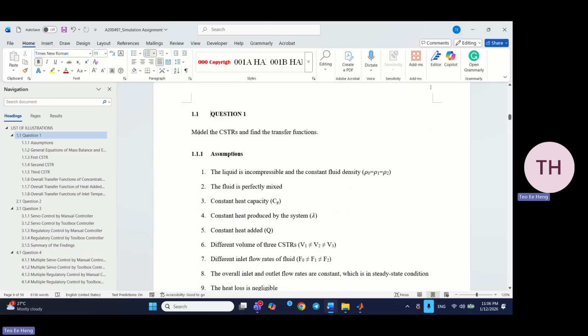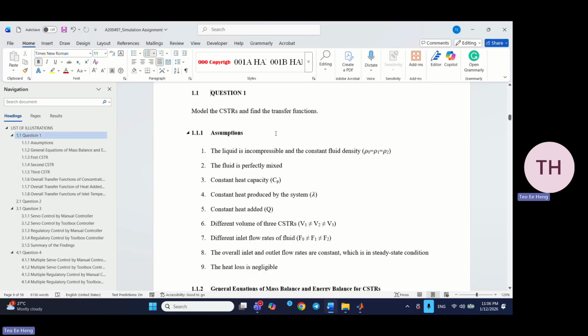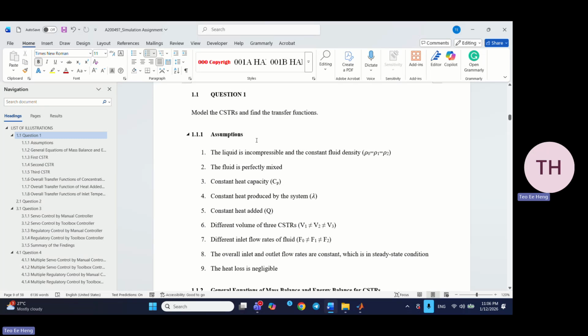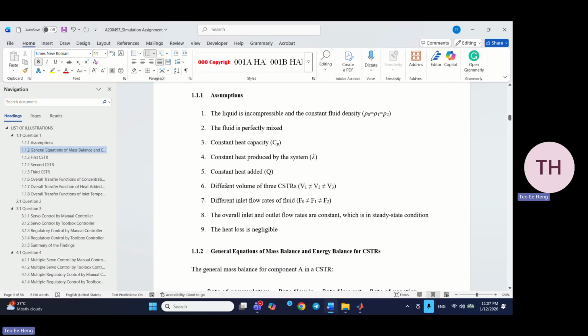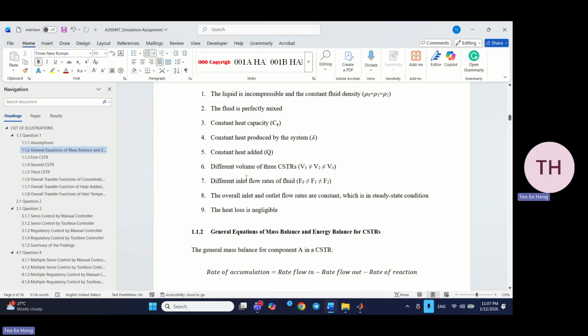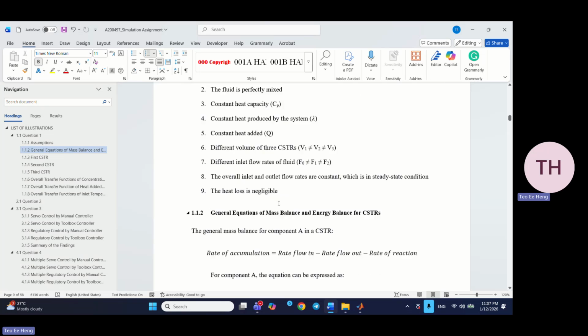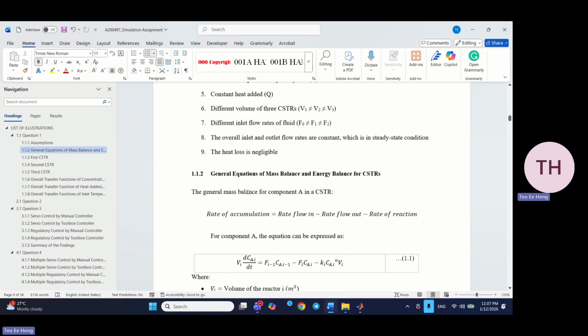For question 1, the task is to model the CSTR and find the transfer functions. Before we do the calculation, we need to make a few assumptions: the liquid is incompressible with constant liquid density, and the fluid is perfectly mixed. There is constant heat capacity, heat produced by the system, and heat added, with different volumes for the 3 CSTRs and different inlet flow rates of fluids. The overall inlet and outlet flow rates are constant, which is the steady state condition, and we assume there is no heat loss to the surroundings.